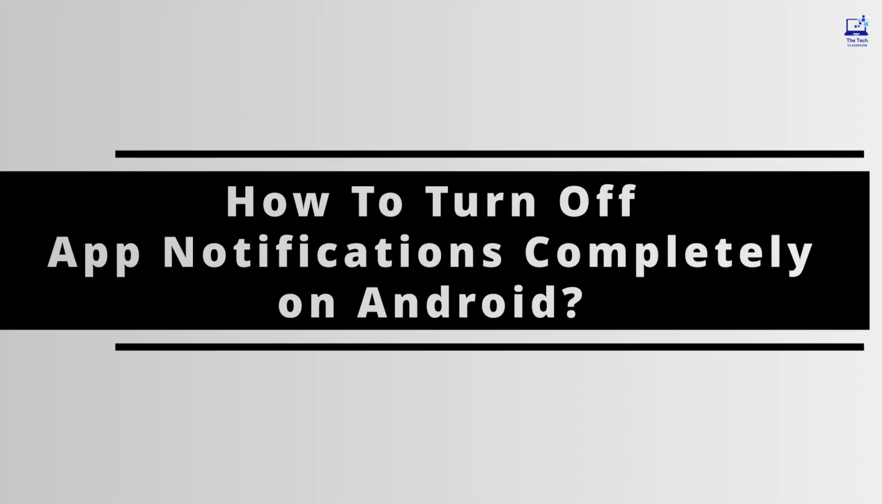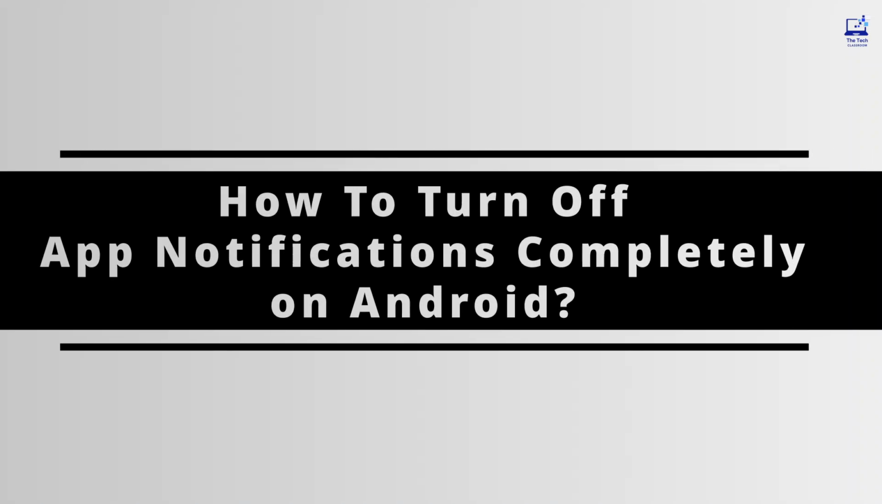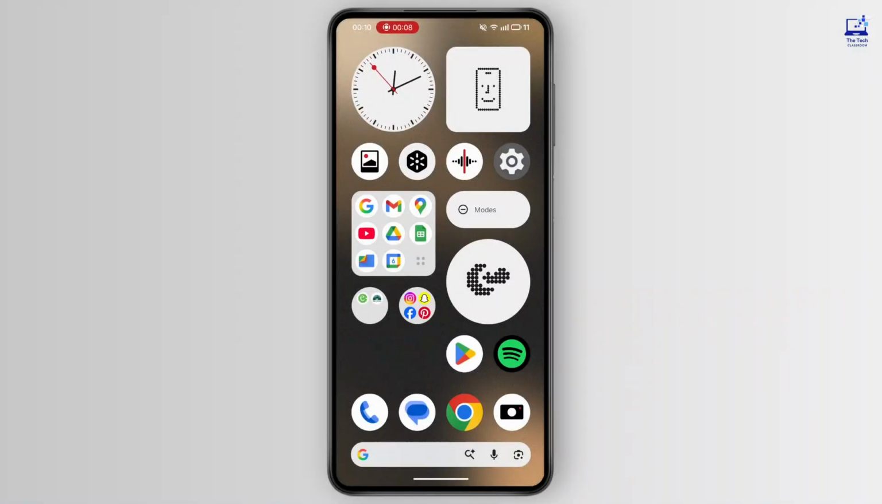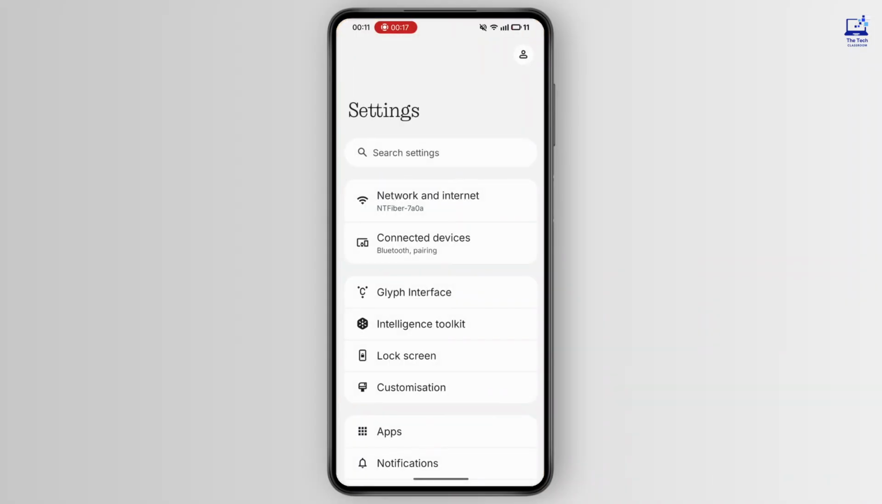Today, I'm showing you how to turn off app notifications completely on your Android device. Let's get started. Step 1. Open Settings. Open the Settings app on your Android device. You can find it in your app drawer or by swiping down from the top and tapping the gear icon.